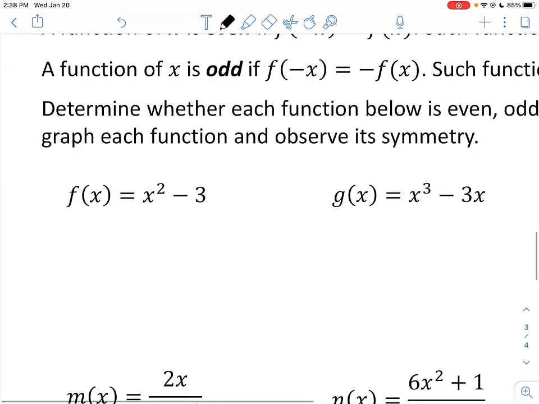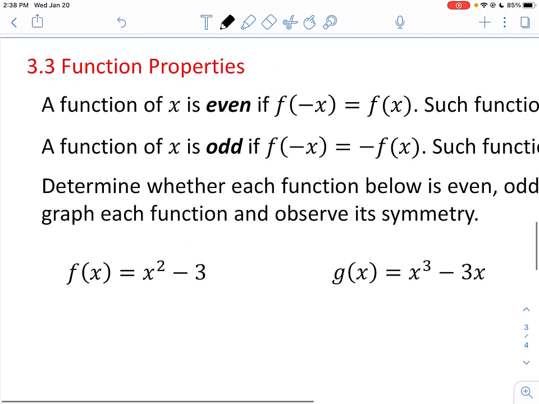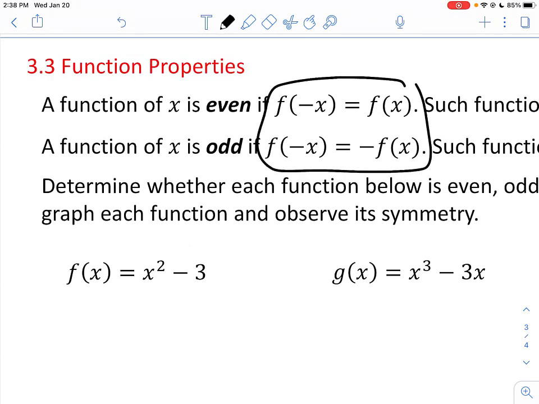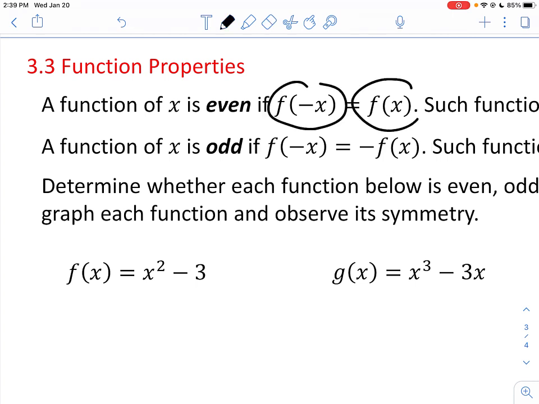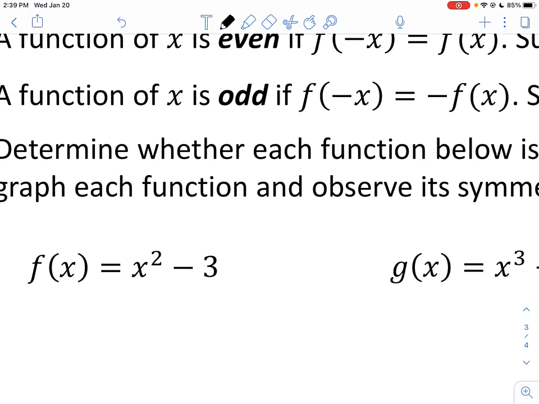Let's start with f of x equals x squared minus 3. The way to determine if a function is even or odd is to see whether one of these two statements is satisfied. If neither one of them is satisfied, then we say neither. And the way to do that is just to calculate the left side and see if we wind up getting one of these two sides over here. So in other words, just do f of -x.